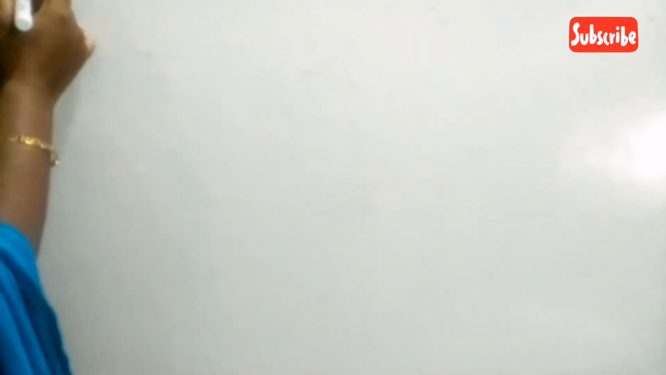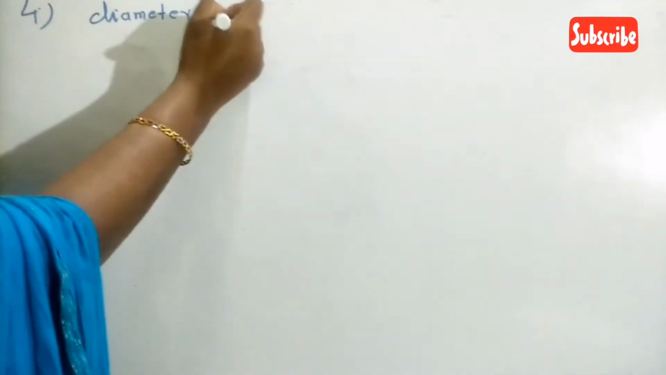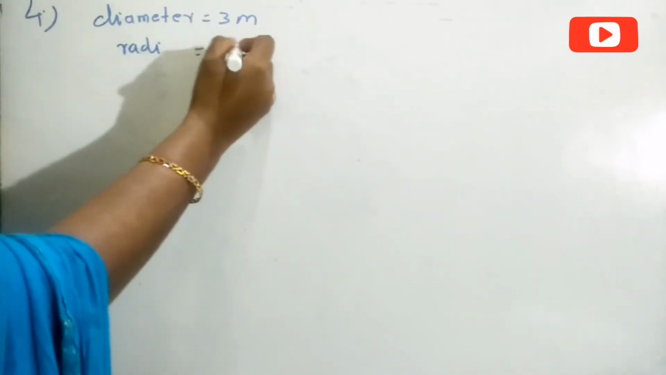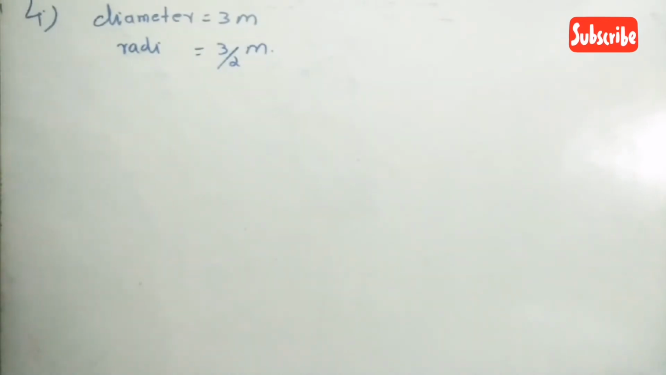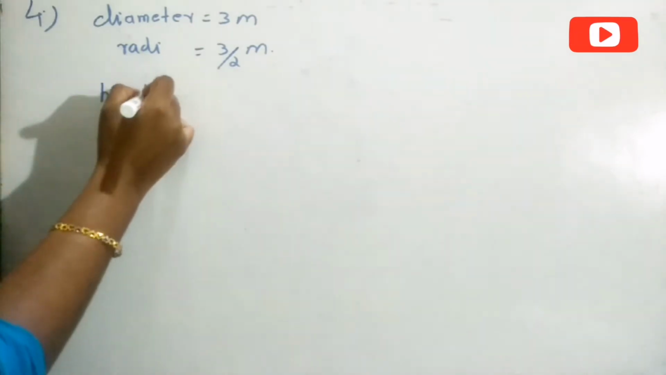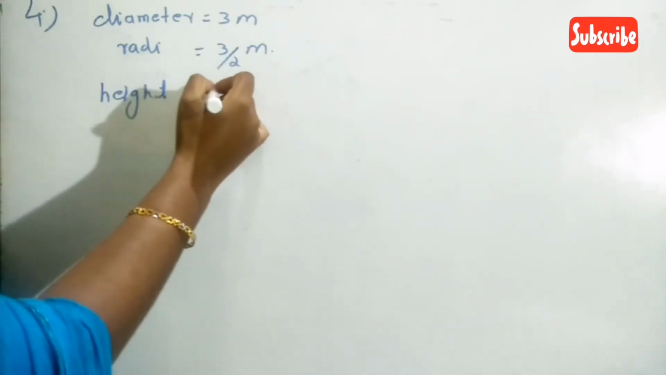Now fourth question. A well of diameter 3 m is dug 14 m deep. Well means a cylinder. Diameter is given, that is 3 meter. Then radius is equal to 3 by 2 meter. Depth of the well is given. Depth means height of the cylinder. Height of the cylinder is equal to 14 meter.